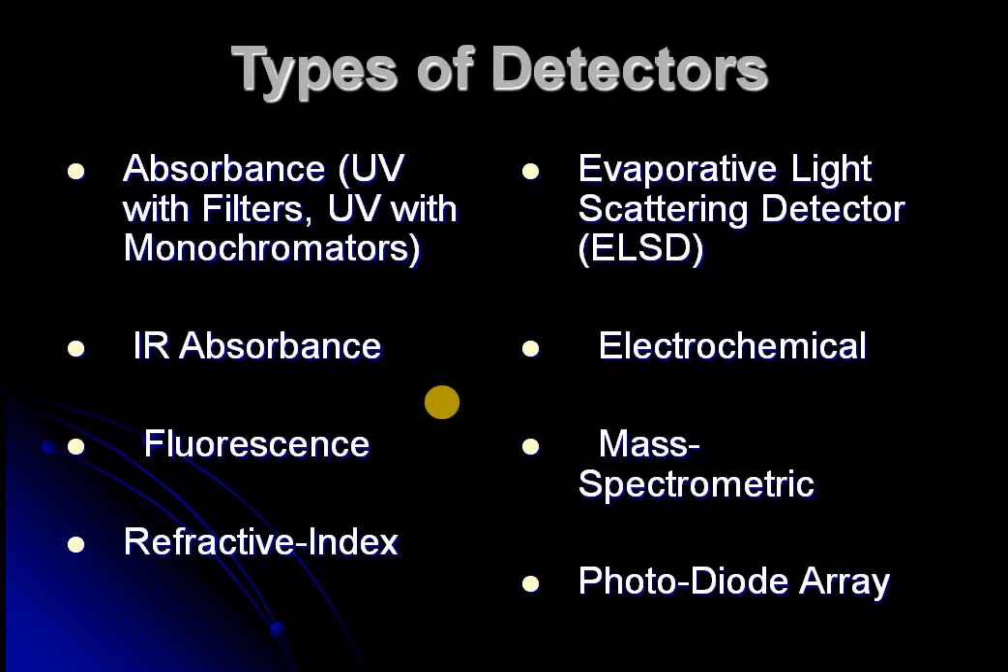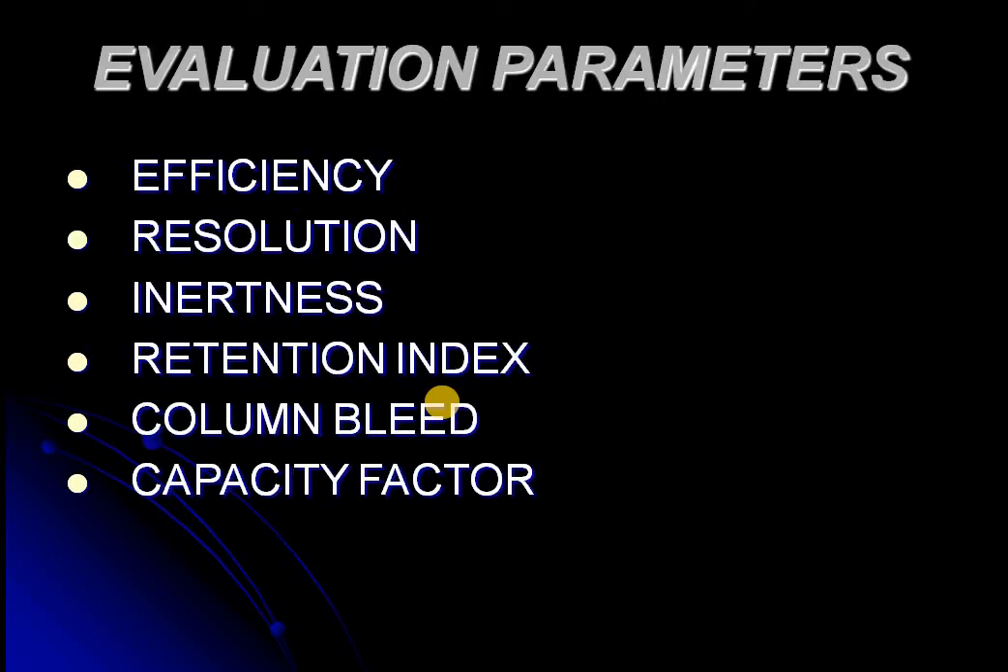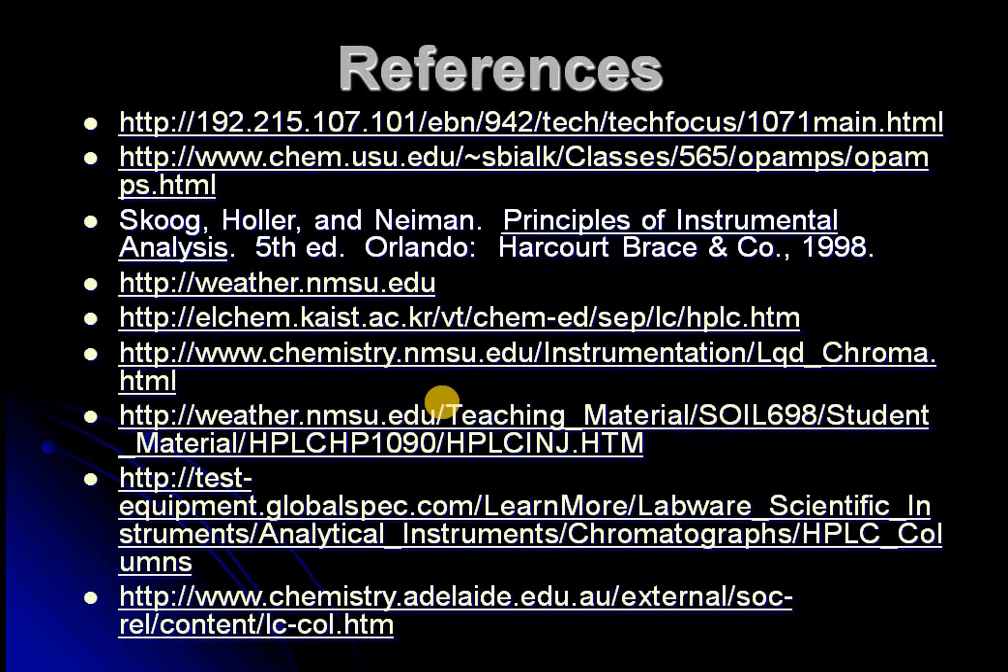Types of detectors used in the HPLC. Absorbance, ultraviolet with filters, ultraviolet with monochromators, infrared absorbance, fluorescence, refractive index, evaporative light scattering detector ELSD, electrochemical, mass spectrometric and photodiode array. Evaluation parameters: efficiency, resolution, internals and retention index, column bleed and capacity factor also. These are the references.